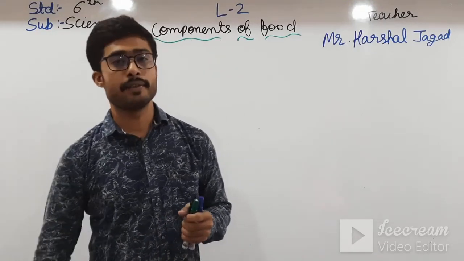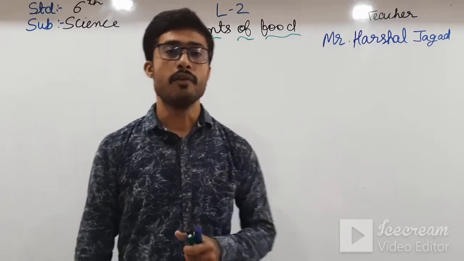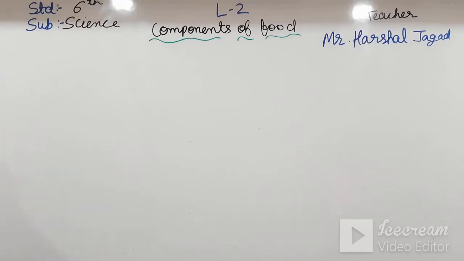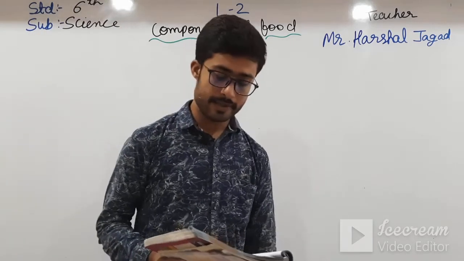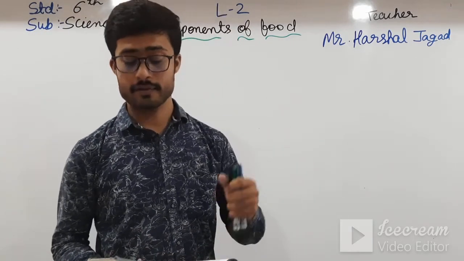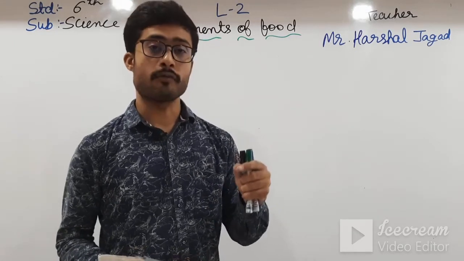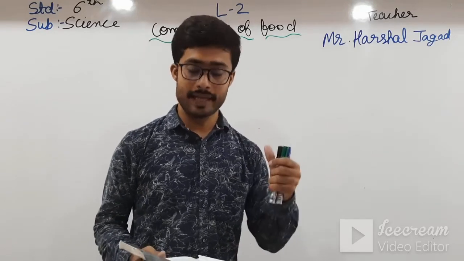So in the previous videos we have started lesson number 2, that is components of food. In that we have just seen how many components of food. Can anybody tell me, students? Let me read that. First it was carbohydrates, fats, proteins, vitamins and minerals. These 5 types of components of the food we have seen.